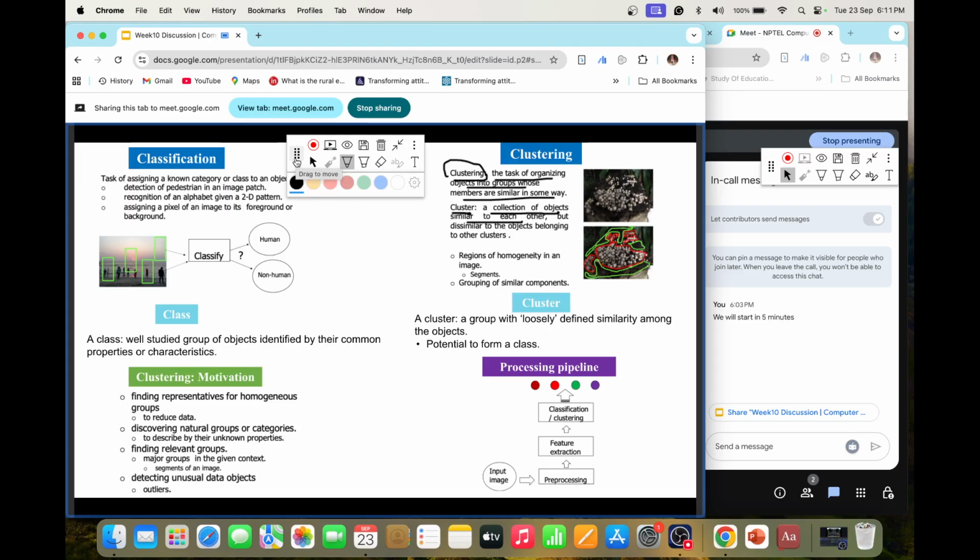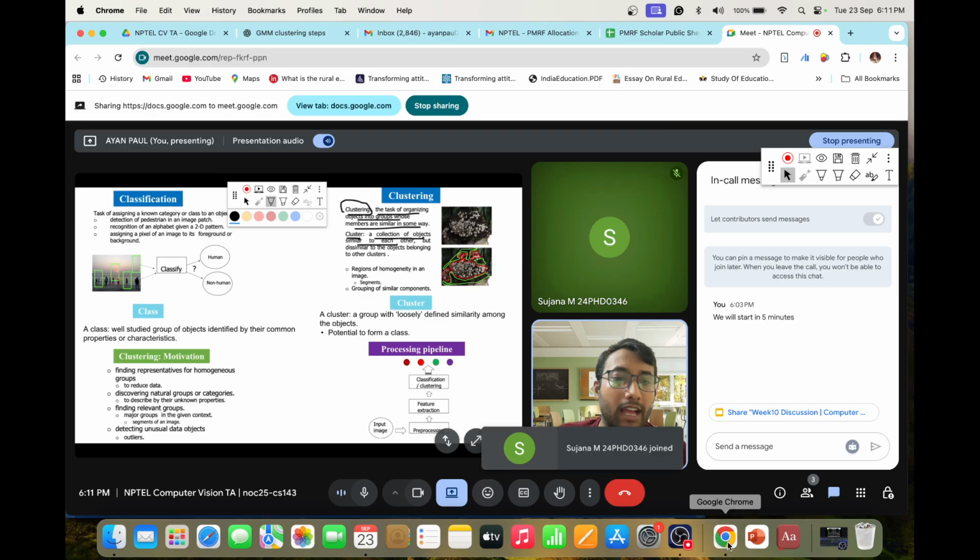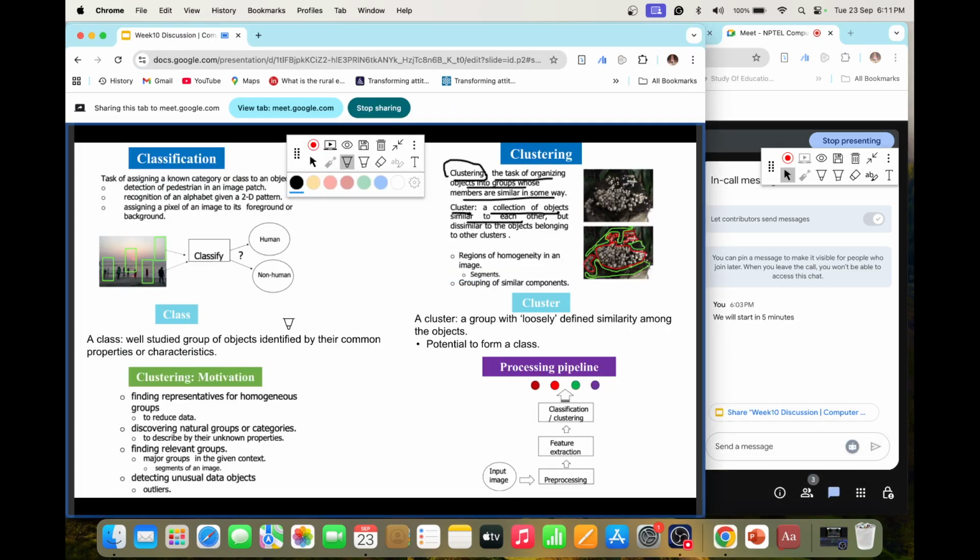But in classification, what is the difference? In classification you are giving labels to the clusters. The red color fruits that you have clustered, now you will label as apple. And the yellow color fruits that you have clustered, now you will label as banana. So that is the difference between clustering and classification. Clustering is just grouping, classification is grouping with labels added.